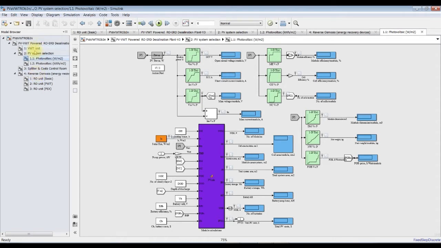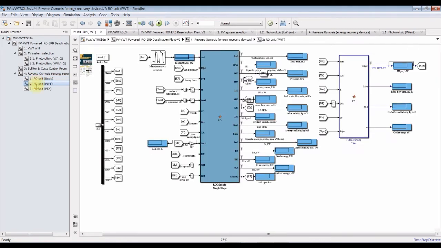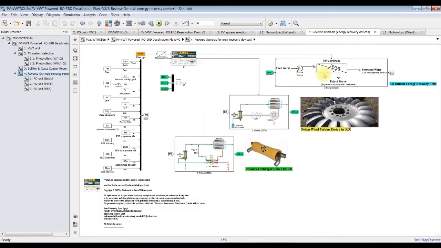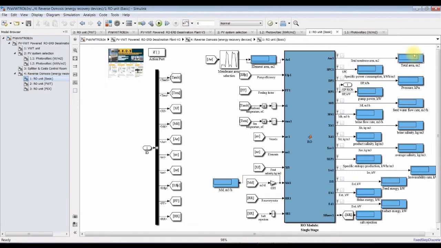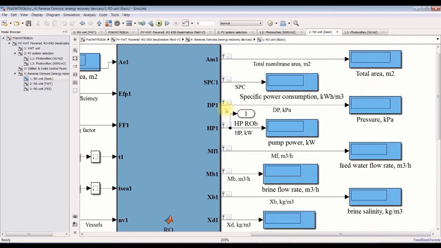Okay, let's hit run and see. We have to watch. This is the basic module, the photovoltaic turbine module. This is the basic one, the turbine, and this is the pressure exchanger. Let's go for basic. Okay, we have to watch this to adjust the pressure, not the high pressure pump, regarding the number of elements per pressure vessel. Let's hit run and see.